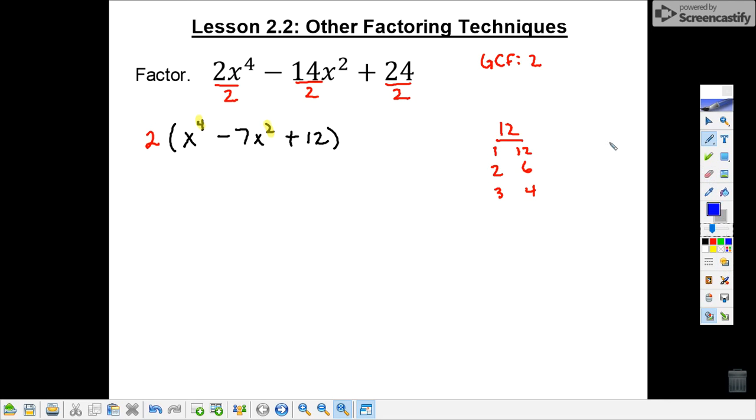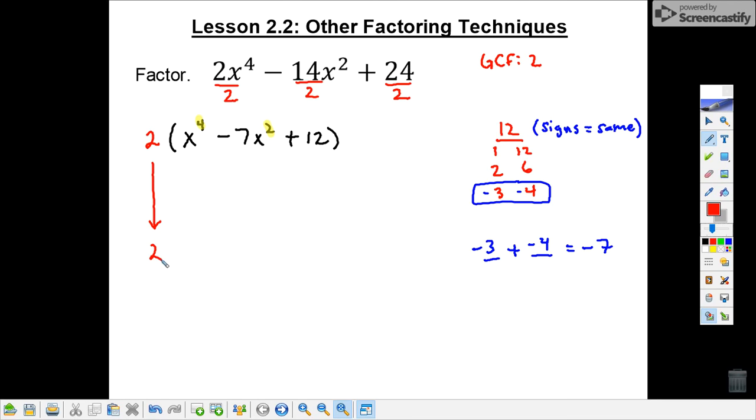Now, since it's a 12, just as a reminder, that tells us the signs are the same. They're both positive or they're both negative. Now we want them to add up to a -7, so that tells me they both need to be negative. So if I have a -3 and a -4 and I add those together, you'll get -7. Just so I don't end up having more problems later, I'm going to remind myself to bring that 2 down, but I'm just going to worry about everything else.